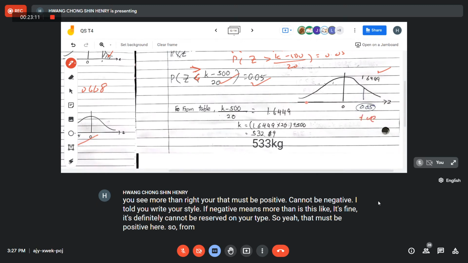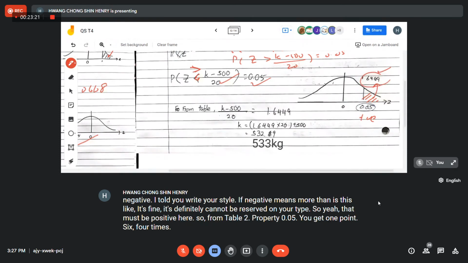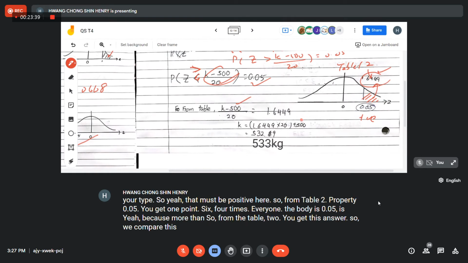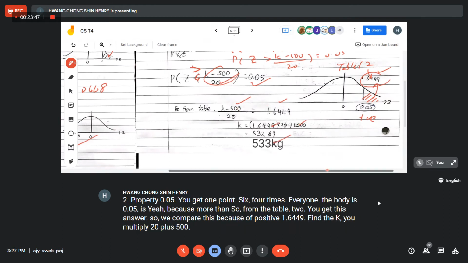So from table 2, probability 0.05, you get 1.6449. Everyone? The probability 0.05 is here because more than. So from the table 2, you get this answer. So we compare this equal to positive 1.6449. Find the K, you multiply 20 plus 500, round it up 533.